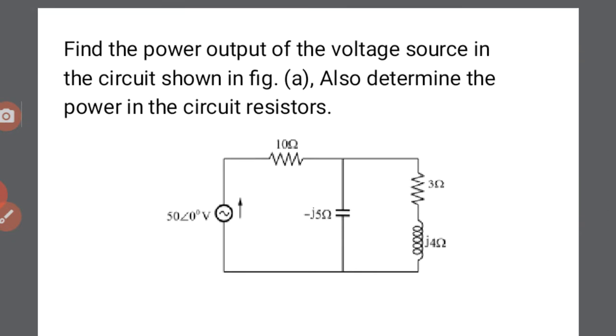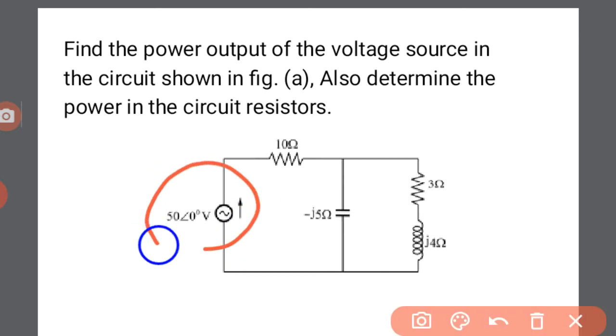So in this example you have to find out the output power of the voltage source. Next, look at the problem: find the power output of the voltage source. That means across this voltage source you have to find the power.